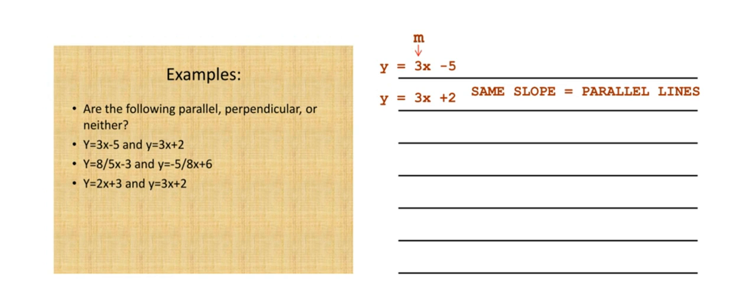It has nothing to do with the y value. The -5 and the 2 have nothing to do with them being parallel or not. Something to keep in mind, okay? So once again, parallel lines. Let's try the next set.